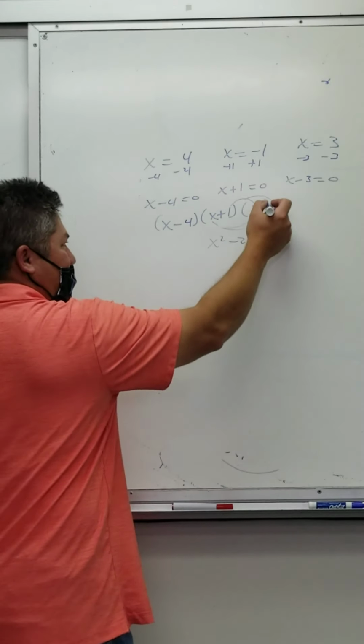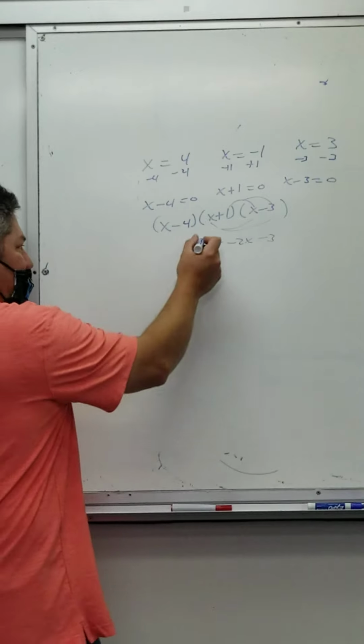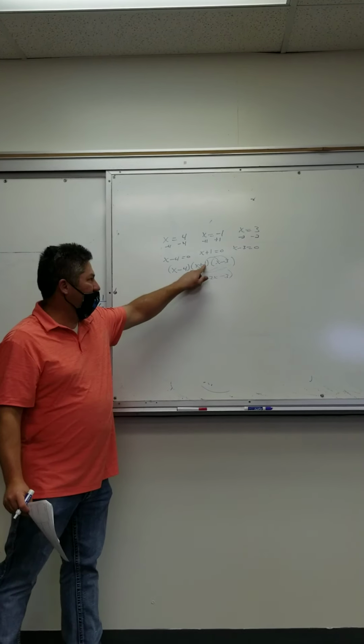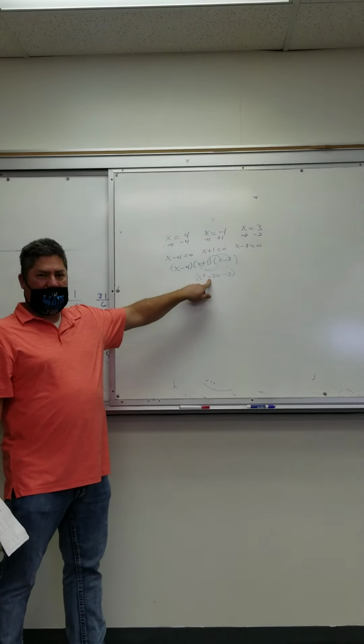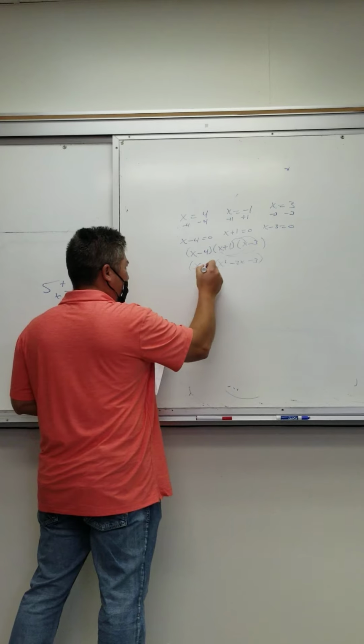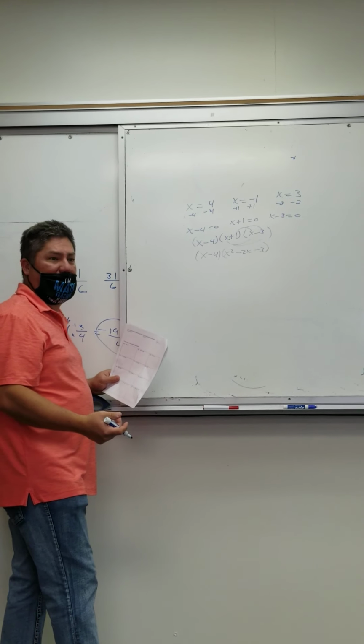And then I take the last terms, negative 3. That just makes it a little quicker to combine the x times the negative 3 and the 1 times the x. That's how I got the negative 2x. Now I still have to distribute x minus 4, and this one I'm going to write all the way out.